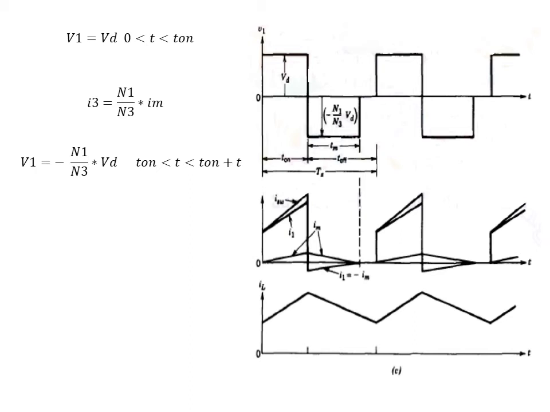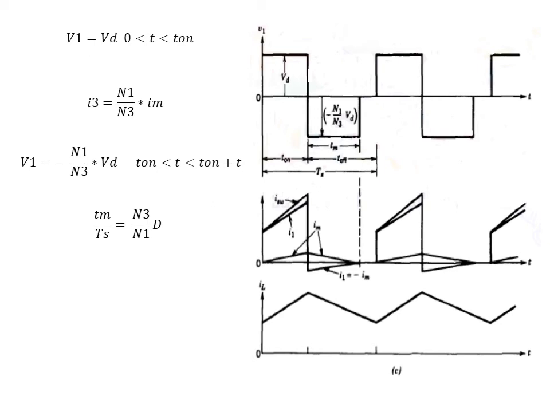So using the equation V1 is equal to Vd for time t greater than 0 and less than t on, we get the ratio of time intervals Tm and Ts as Tm divided by Ts is equal to N3 divided by N1 times D. If the transformer is to be totally demagnetized before the next cycle begins, the maximum value of Tm divided by Ts can attain is 1 minus D.